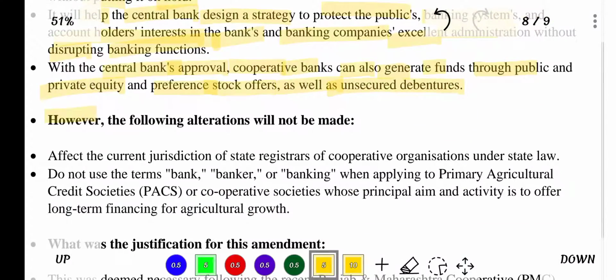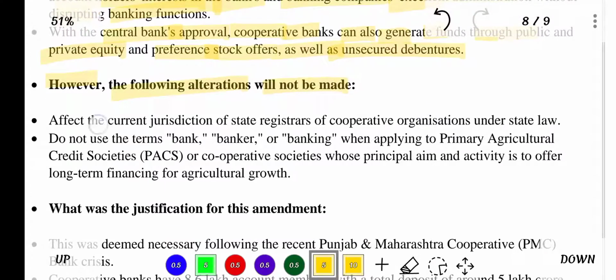However, the following alterations will not affect the current jurisdiction of state registrars of cooperative organizations under state law. Do not use the term bank, banker, or banking when applying to primary agricultural credit societies (PACS) or cooperative societies whose principal aim and activity is to offer long term financing for agricultural growth.